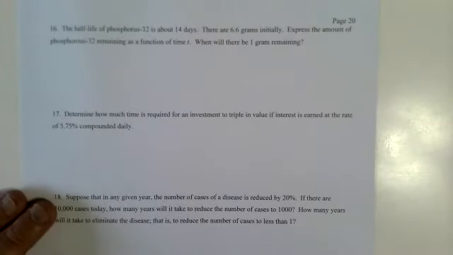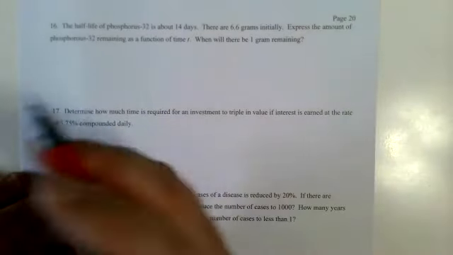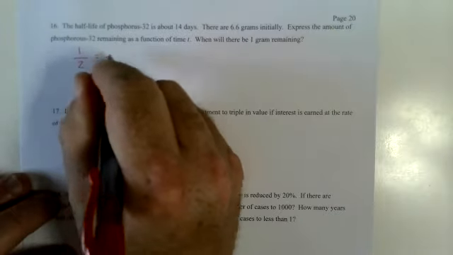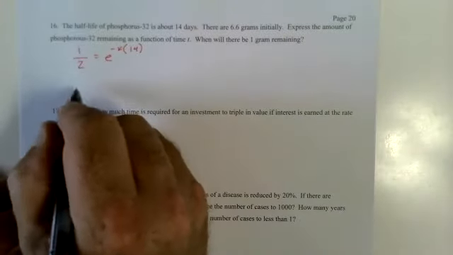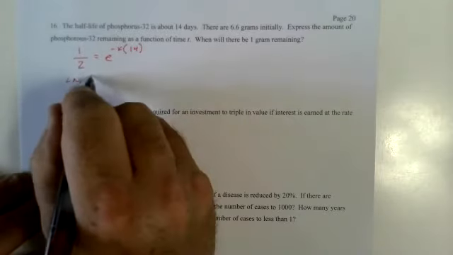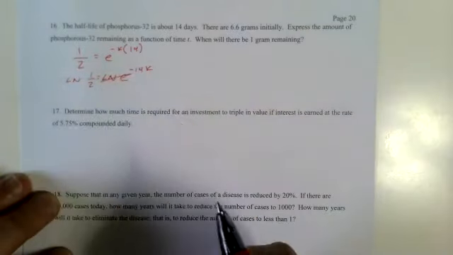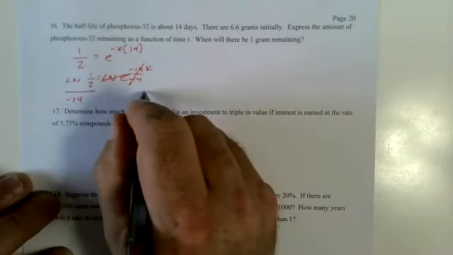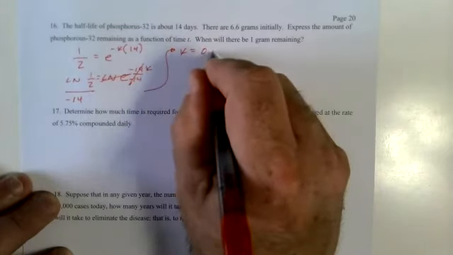Half-life of phosphorus is about 14 days. Okay, so off we go with our half-life calculations. We don't have an original amount. Call it 100 if you want, call it 50. Long story short, you end up with 1/2 on this side, and e to the negative k times 14. Natural log, nice natural log on this side. They just cancel each other. So we divide by negative 14, divide by negative 14. We get k equals 0.0495. Again, I'm going with more decimal places than I need.